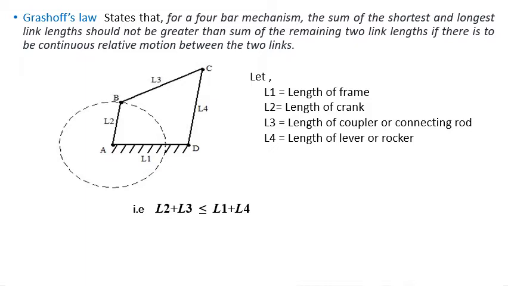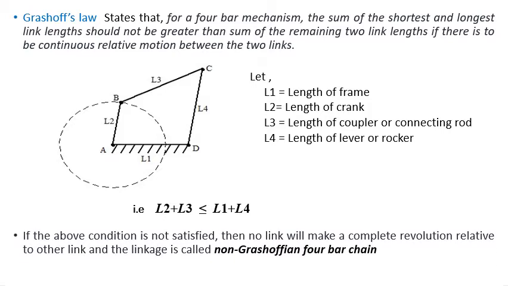Suppose we design a 4-bar mechanism which does not satisfy this condition, then we call such type of mechanism a non-Grashoff's 4-bar chain. Okay, so any 4-bar mechanism which does not satisfy this condition, we call it a non-Grashoff's 4-bar chain. So in such conditions, none of the links makes a complete revolution relative to the other link.